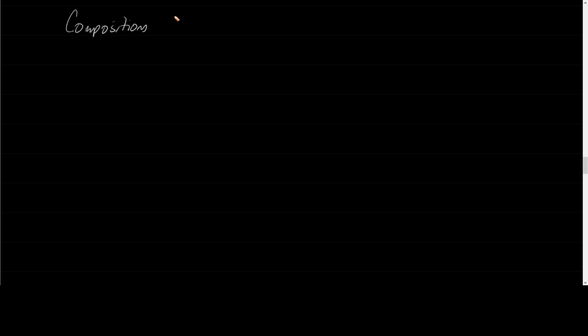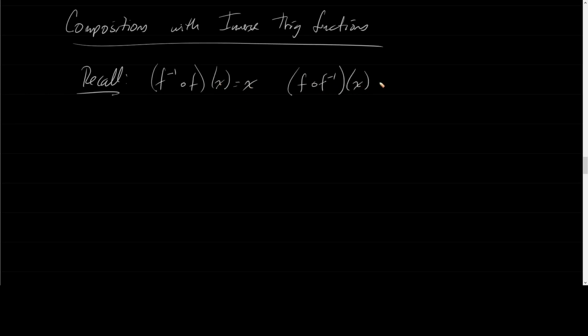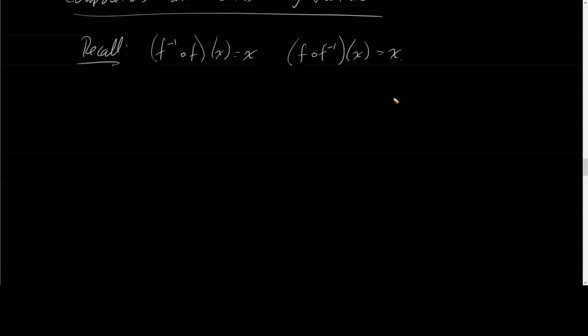Compositions with inverse trig functions. So first, recall something. Recall that if I compose f inverse with f of x, that just gives me x. Similarly, if I compose f with f inverse, that also just gives me x. So we're going to be using that to our advantage. Now, let's look at the properties for this.